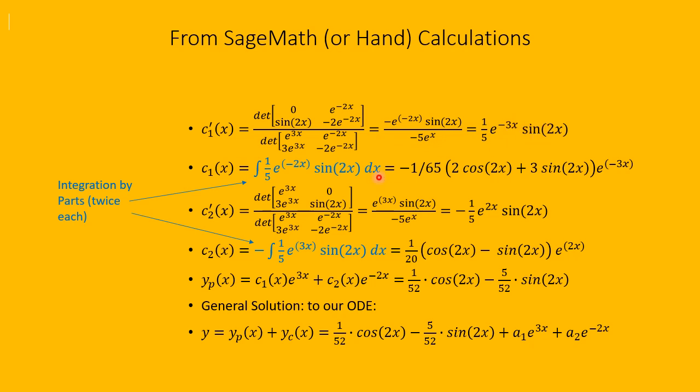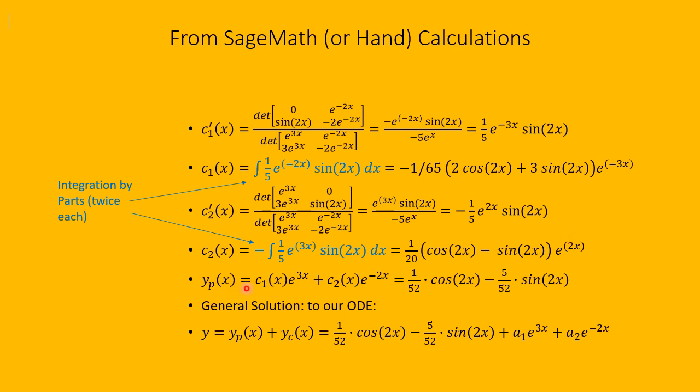So we just integrate this with respect to x, and what we will get is minus 1 over 65 times 2 cosine 2x plus 3 sine 2x, all of this times e to the minus 3x. Similarly, we had c2 prime of x, when evaluated, is minus 1/5 e to the 2x sine 2x, and integrating this c2 prime, we get that c2 is the integral of this, which simplifies to 1/20th cosine 2x minus sine 2x times e to the 2x.